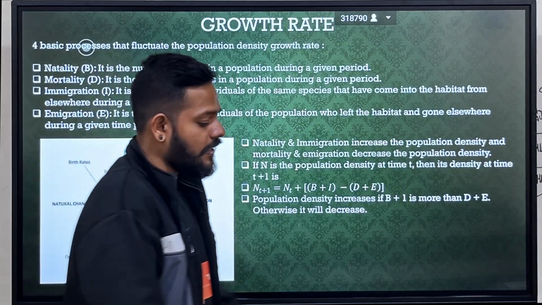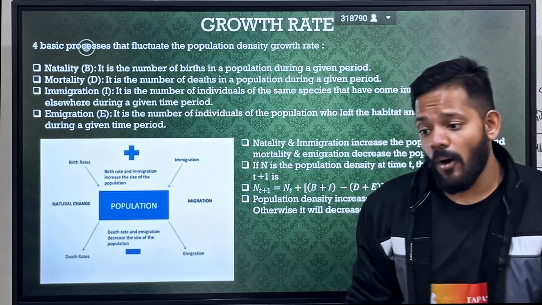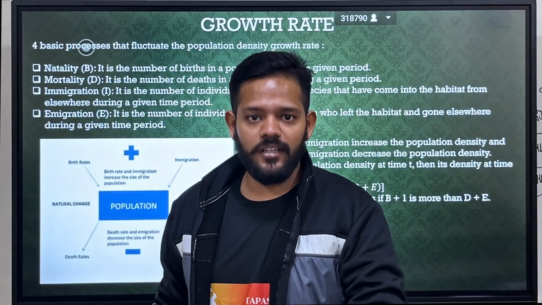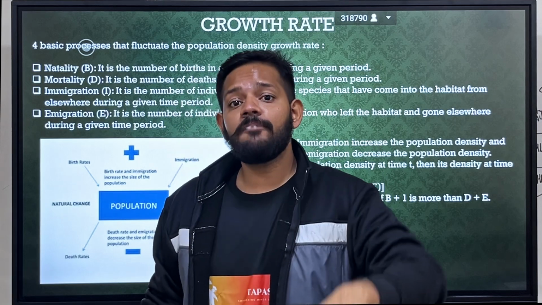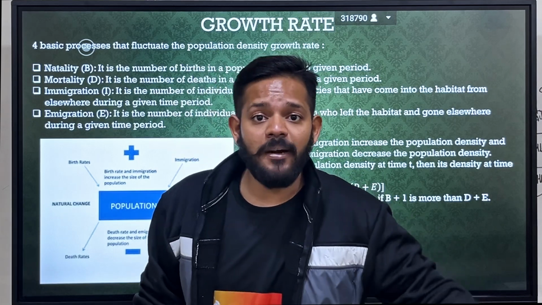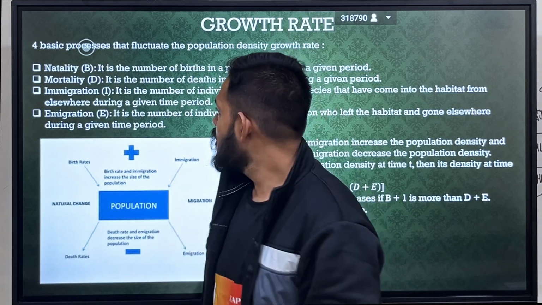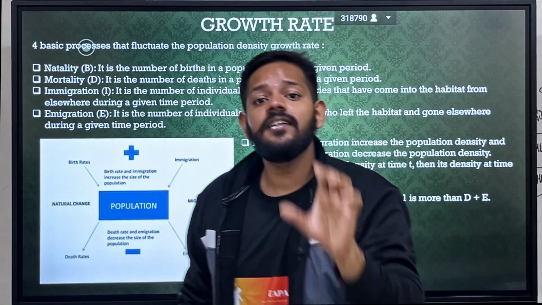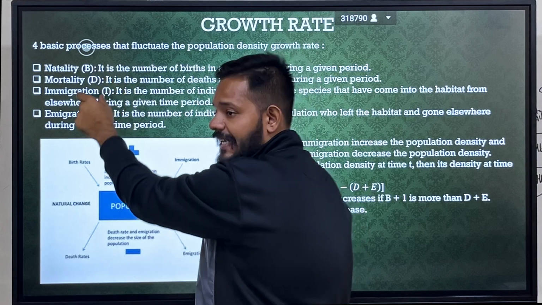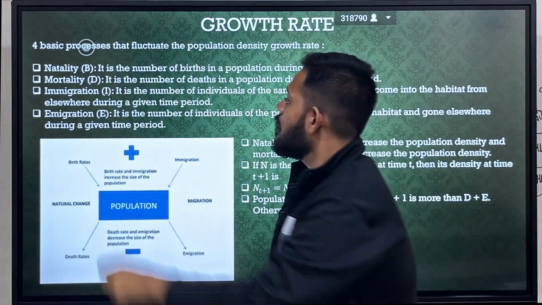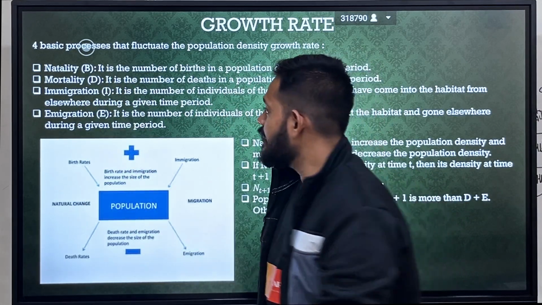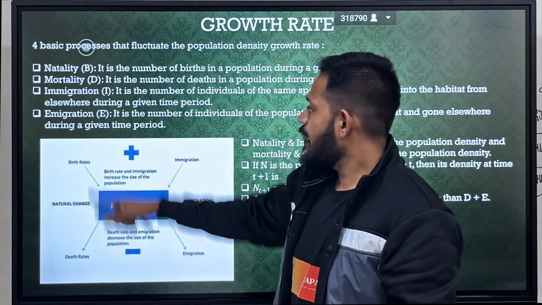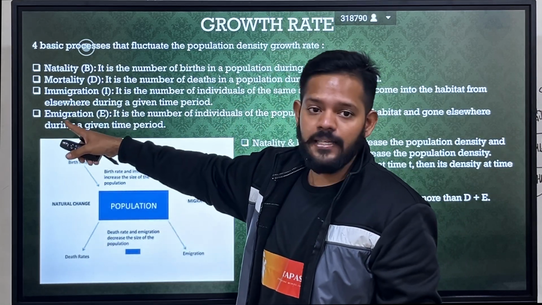Now, the third characteristic is your growth rate. How the population is growing in a particular area is defined as growth rate. The patterns of that population growing in a particular region make up the growth rate. Four basic processes fluctuate growth rate: natality, which is birth rate; mortality, which is death rate; then immigration, and emigration.